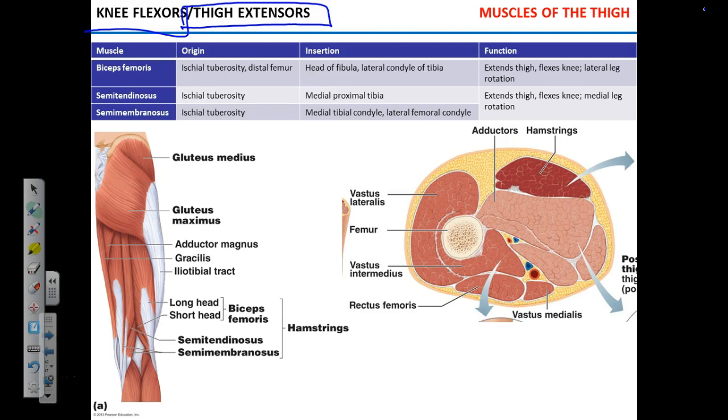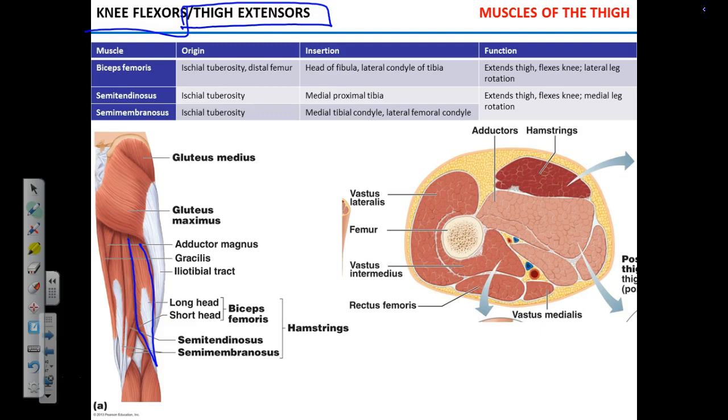The way I suggest to memorize it, again, it's a biceps. Biceps flexes your elbow, biceps flexes your knee. In this case, it's the biceps femoris. Biceps femoris is the lateral muscle. It carries number 18 here. Okay?